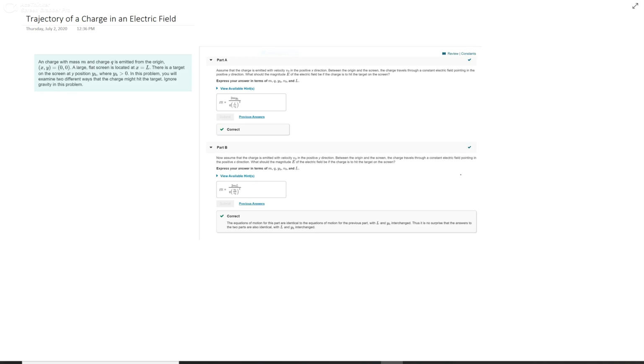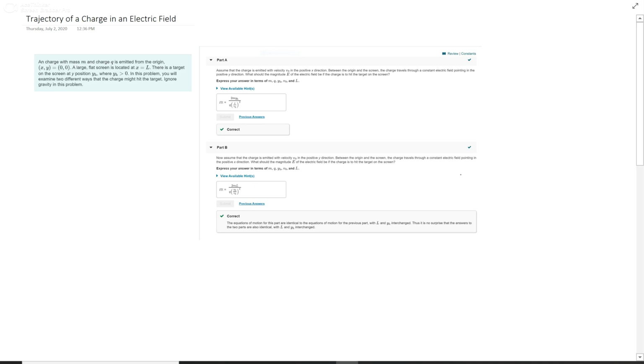All right, so we are looking at this question. It is titled Trajectory of a Charge in an Electric Field. Basically, it gives you a charge with a mass M and charge Q. It starts at the origin. There is a screen at X equals L, with a target on that screen at Y equals H.